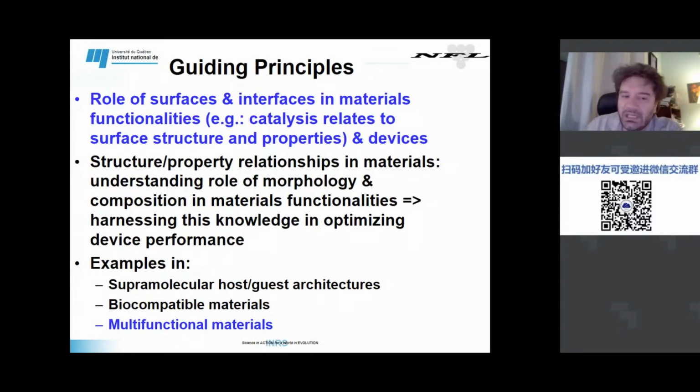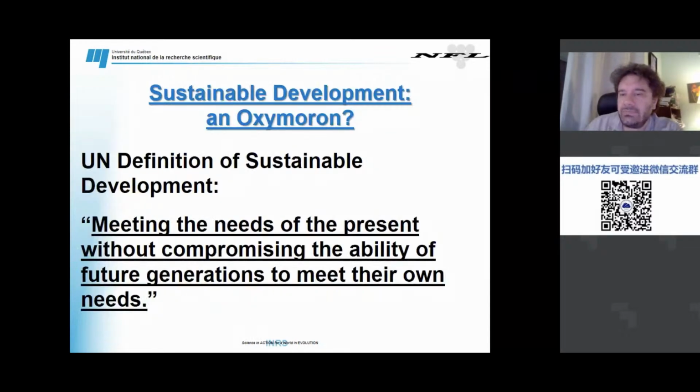Now, the main application area that we're interested in today is energy, and that's because we're after the role of energy, and in particular renewable energy technologies, within sustainable development. But what is sustainable development? So here's a definition from the United Nations of sustainable development, and it says meeting the needs of the present without compromising the ability of future generations to meet their own needs.